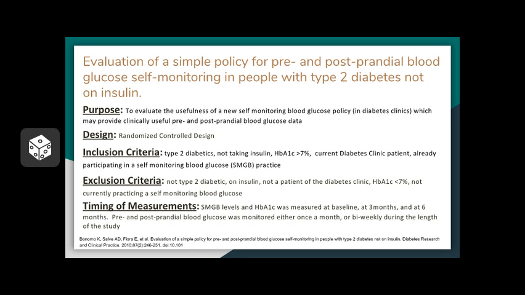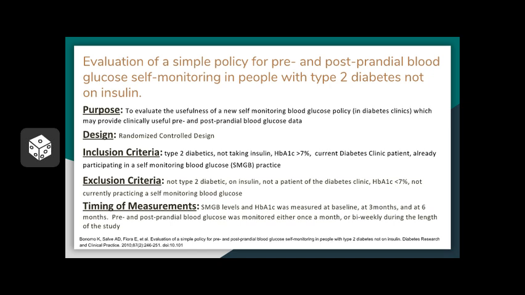The exclusion criteria for this study was you couldn't be a type 1 diabetic, you couldn't be on insulin. If you weren't a patient at the diabetes clinic, you were not eligible, and if you had an HbA1c level lower than 7%, or you were not currently practicing the SMBG, then you were not eligible for this study.